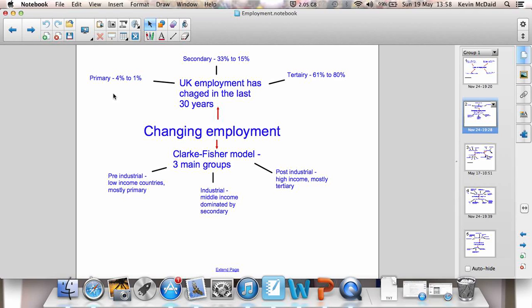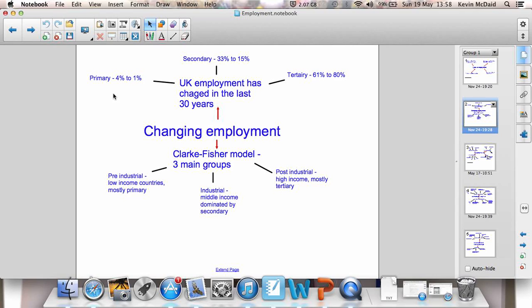But that changes. The employment structure of a country changes over time. If you go back 30 years, many more people were doing primary, many more people were doing secondary, less people were doing tertiary. Now, the way that the employment structure changes over time is called the Clark-Fisher model. This is in your exam booklets. It's also on this YouTube channel in the specific lesson.